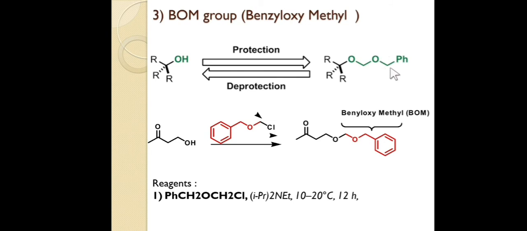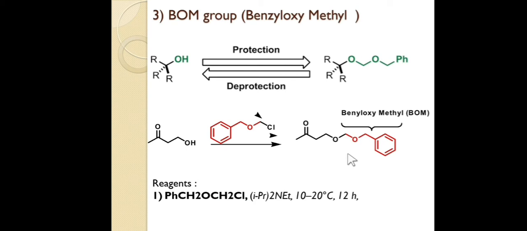Instead of methoxymethyl, in which we have a methoxy over here, now we have benzyloxy. So how is the benzyloxymethyl group used for the protection? We use benzyloxymethyl chloride, a common reagent for the protection. The OH lone pair attacks this carbon and chlorine leaves as the leaving group, and this part is known as benzyloxymethyl, called BOM protection.